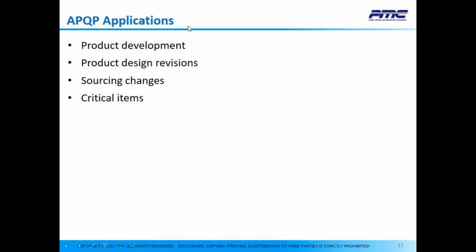So where do we apply APQP? We apply APQP on new product development, existing product design revisions, work transfers, sourcing changes, and finally, critical items at any level of a product structure. One key note here is that, in general, APQP is not applied to standard parts or catalog items.